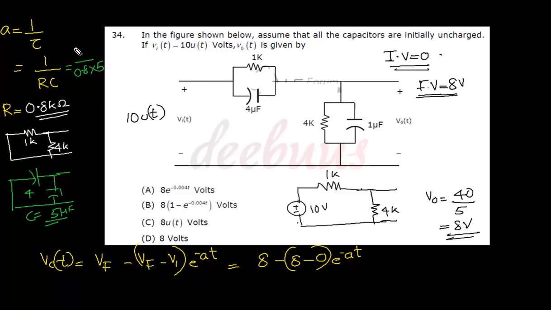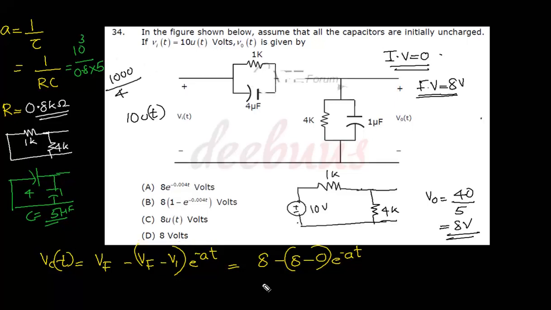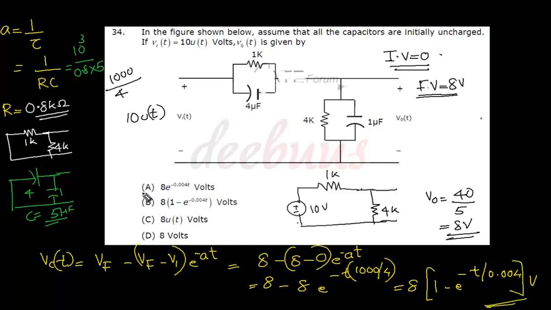So on the numerator side it is 10 raised to 3, so 10 raised to 3 or 1000 divided by 4. Now substituting the values, 8 minus 8 e raised to minus t into 1000 by 4. Right, e raised to minus t into 1000 by 4. So the answer turns out to be 8 into (1 minus e raised to minus t by 0.004), right, volts. So it is answer B.